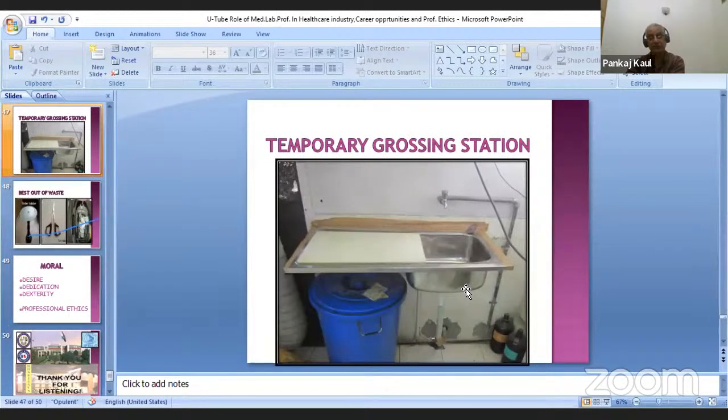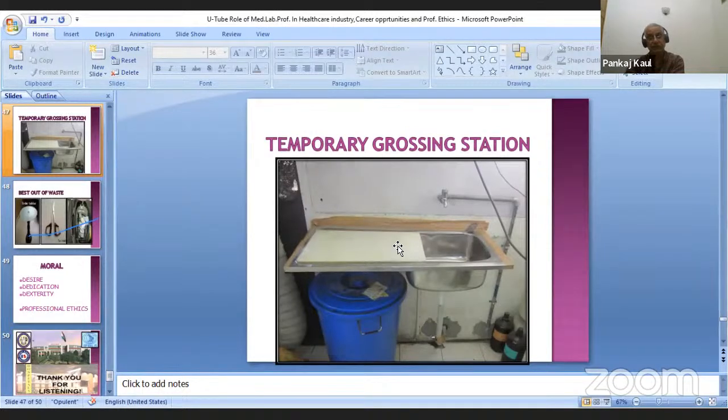Then there was a load of samples. Too many samples were coming. We had only one gross station, but this was a temporary gross station with this silicone base on this. We fixed the simple kitchen shank. So we converted it into a gross station.